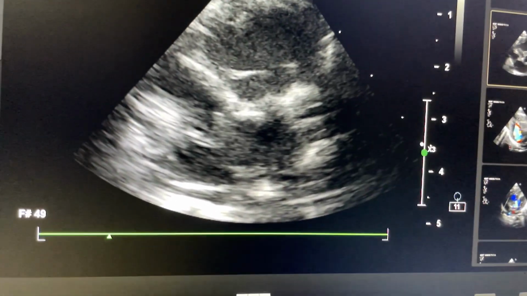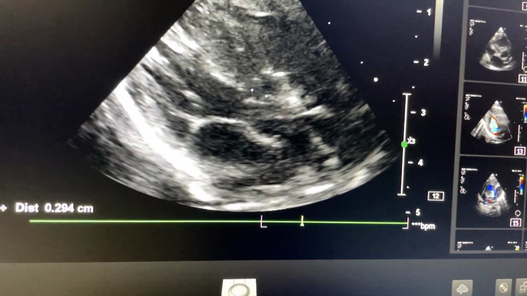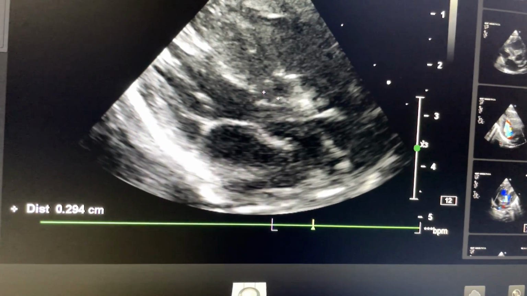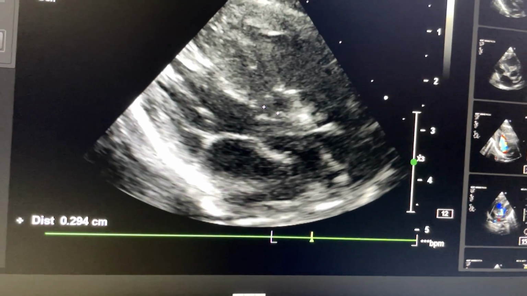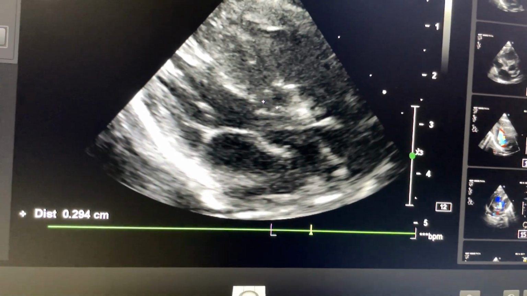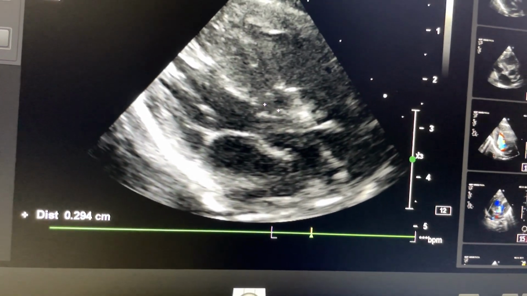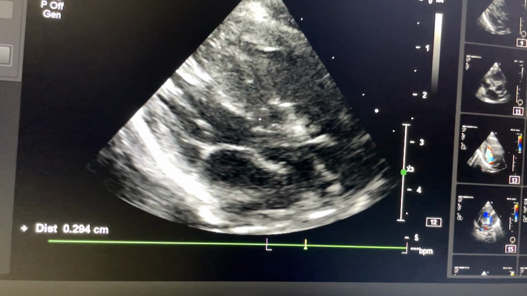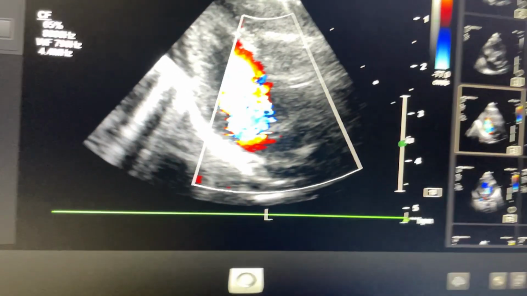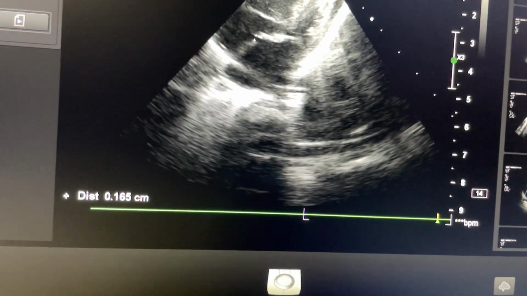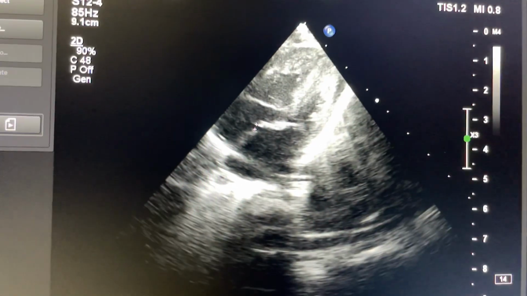Now the next image, this is VSD. In case of D-transposition of great arteries, there must be either ASD, VSD or PDA, or any two or three, because some sort of mixing should be there for survival of the child. So there should always be some sort of either ASD, VSD or PDA, or both or all three. So you have to look for ASD, VSD or PDA. This is PFO and there is VSD and PFO in this case. You can see this is PFO.